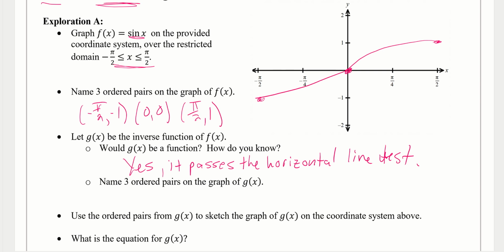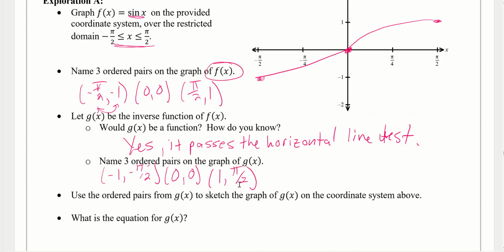Okay, and so here, name a few ordered pairs. Remember, one of the things that you guys learned last year in Algebra 2 Honors is the fact that an inverse is just the flip of the original function. So we can just flip around these signs. Right, so all I did is switch the x and the y. The second one's easy peasy because 0, 0 switched is just 0, 0. Then pi over 2. Okay. And so those are some new coordinate points for our graph.